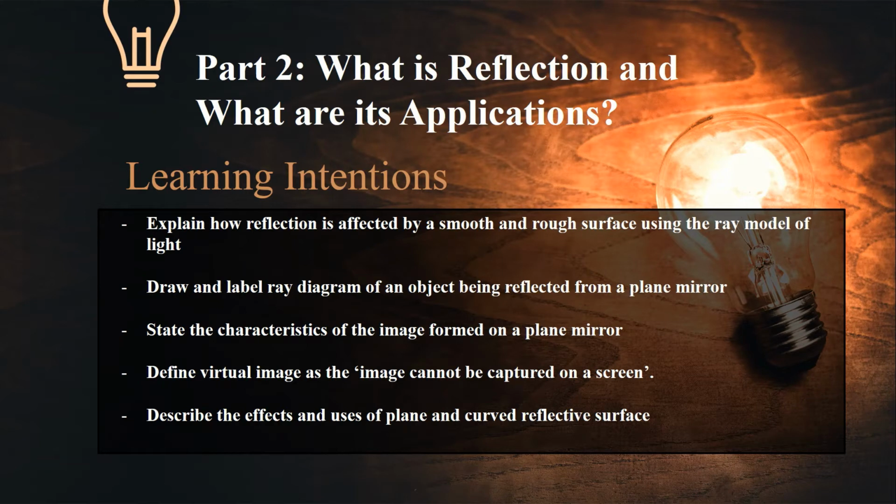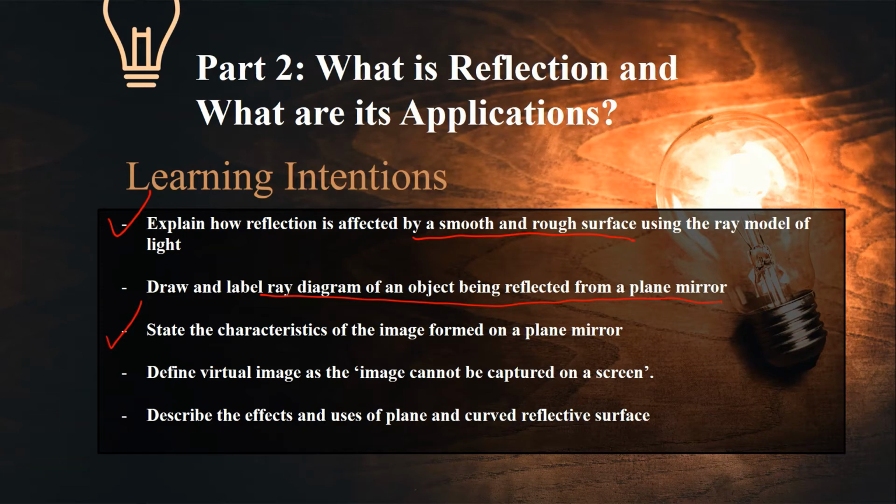So in this part of the video, you will learn about reflection, and explain how reflection is affected by smooth and rough surfaces. We will see what happens when light reflects off smooth surfaces and rough surfaces using the ray model. We will draw and label a ray diagram reflected from the plane mirror. We will leave that for the next video. But definitely we'll do this: we will state the characteristics of the image formed in a plane mirror.